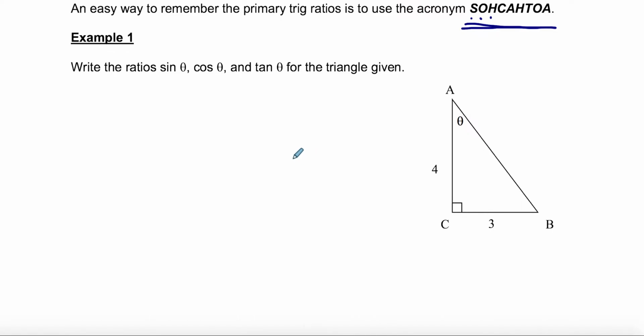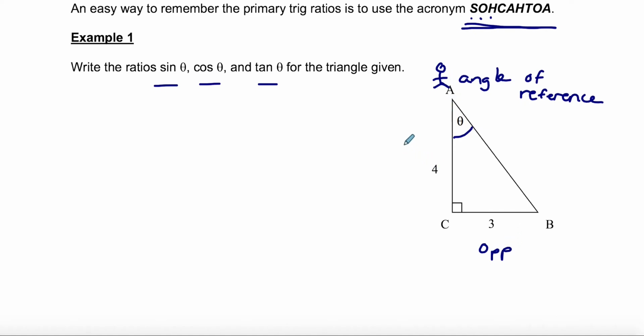Example 1: write the ratios for sine, cos, and tangent for the given triangle. Since this angle here is marked with a theta symbol, we could call this angle A, we could call this angle theta. This means that you'd be standing up here. So this is your angle of reference because it's the one that matters for this question. So when I'm standing up here, this 3 would be my opposite. The 4 would be my adjacent. And this side over here would be my hypotenuse.